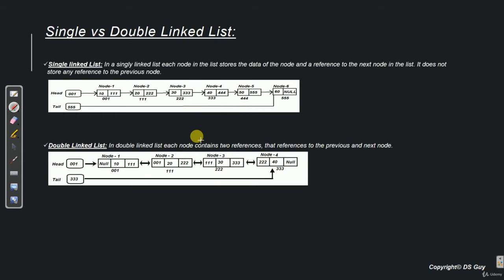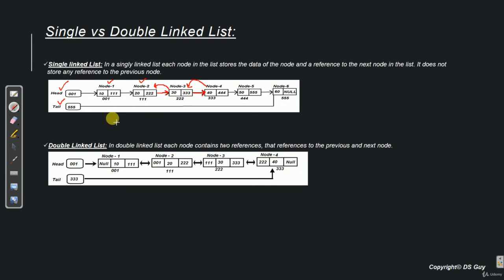Now before we start learning double linked list, let's quickly once again see how single linked list is different from a double linked list. So in case of single linked list, we saw that we have a head and a tail, and we have multiple nodes. Each of these nodes points to the next node in the list. So if we take node 2, it points to node 3. Node 3 points to node 4. But there was no way node 3 can point back to node 2, or node 4 can point back to node 3.